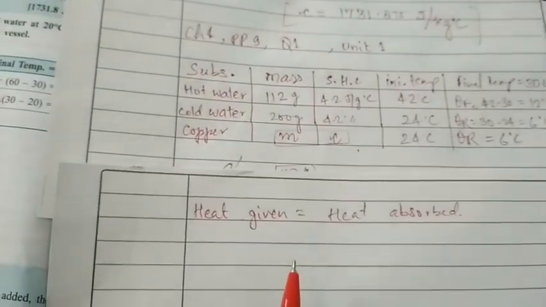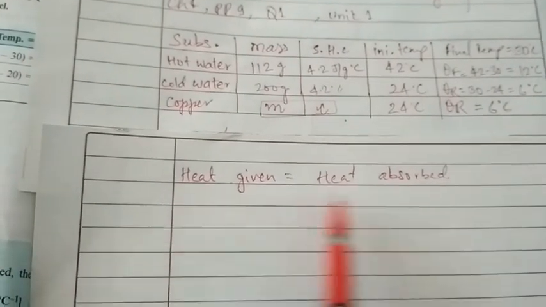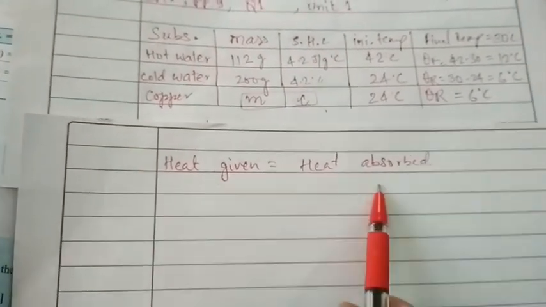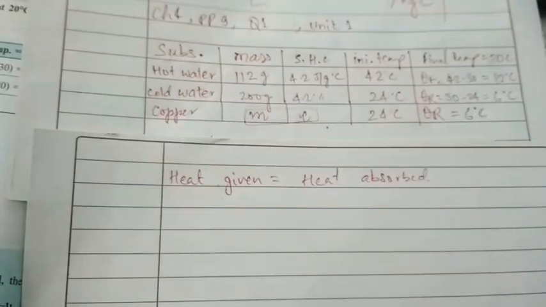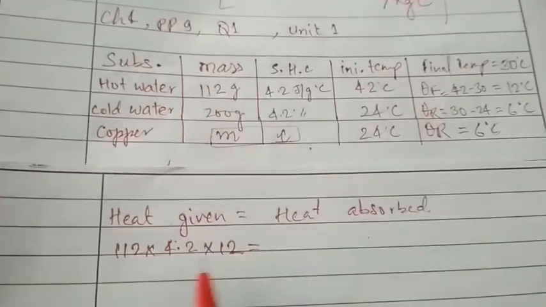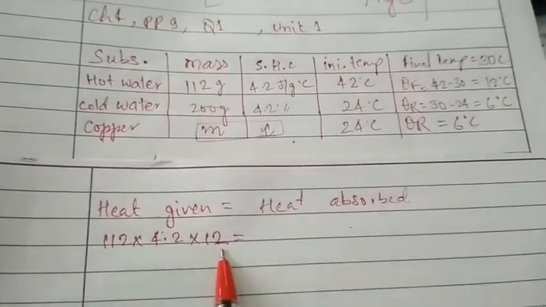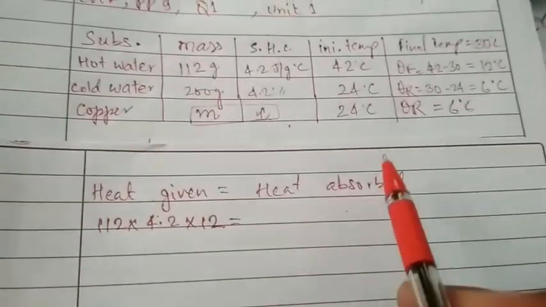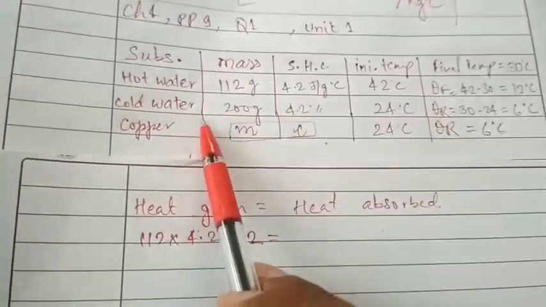So I have written in short, you have to write full by the principle of calorimetry. So heat given is equal to heat absorbed. Who is giving heat? Hot water. Let's write that using mcθ: mass, specific heat capacity, and the fall in temperature. And who is absorbing? The cold water and the copper, both are absorbing.